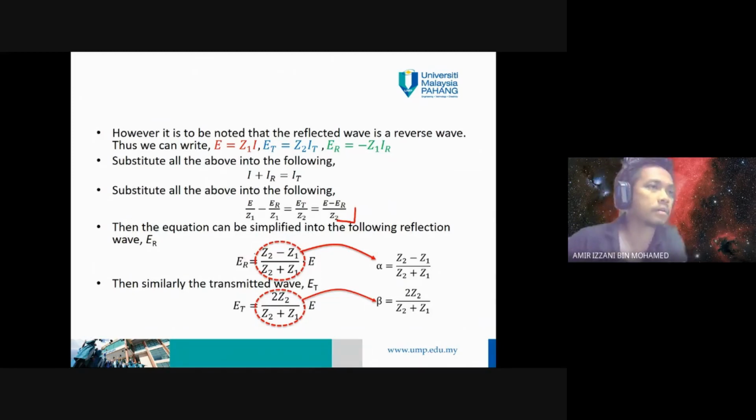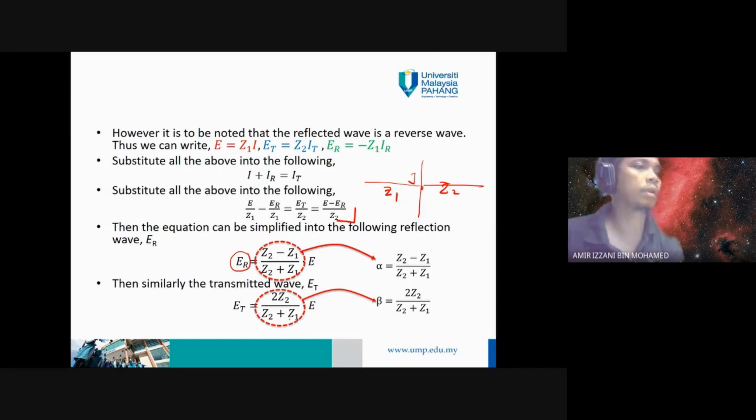Then the equation can be simplified into the following reflected wave equation. We arrange this and get ER equals (Z2 minus Z1) over (Z2 plus Z1) times E. Similarly for the transmitted wave, ET equals 2 Z2 over (Z2 plus Z1) times E. We take this part out and call it alpha, and this one beta. They are the reflection coefficient and the transmission coefficient for the reflected wave and the transmitted wave.